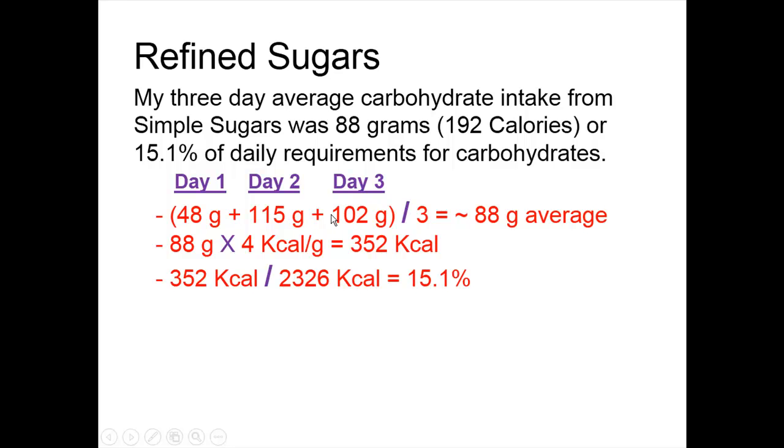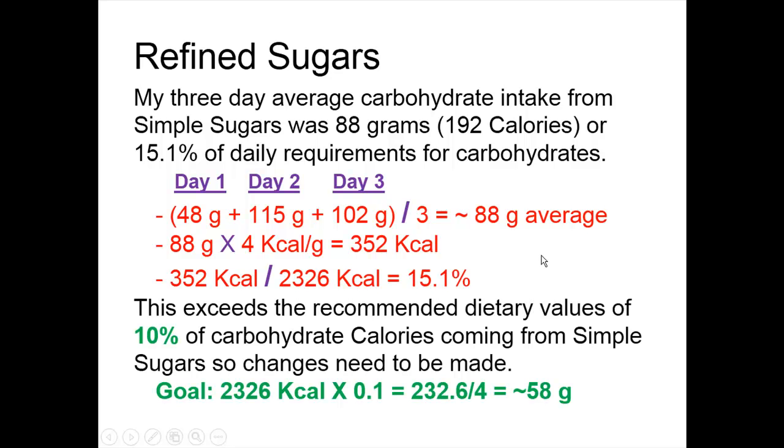Well, we're going to get an average. So we add those up and divide by 3. I came up with an 88 gram average of simple sugars. Well, if you take that times 4, it gives me 352 calories. And if I divide the 352 by my total calories, I get 15.1%. Well, that's over my 10% goal. So what I have to do then is reduce those refined sugar foods and get it down to 10%.